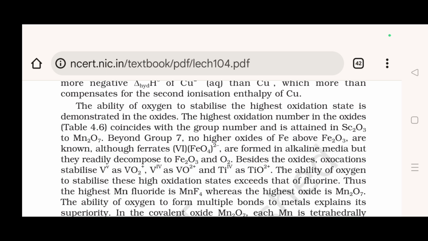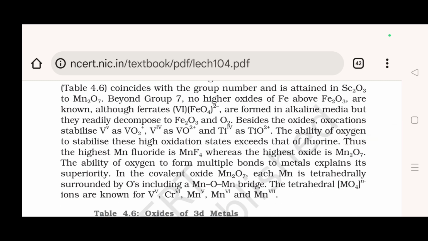Besides the oxides, oxocations stabilize V5+ as VO2+, V4+ as VO2+, and titanium(IV) as TiO2+. The ability of oxygen to stabilize these high oxidation states exceeds that of fluorine. Thus the highest Mn fluoride is MnF4, whereas the highest oxide is Mn2O7. The ability of oxygen to form multiple bonds to metals explains its superiority in the covalent oxide Mn2O7. Each Mn is tetrahedrally surrounded by oxygens, including a Mn-O-Mn bridge.